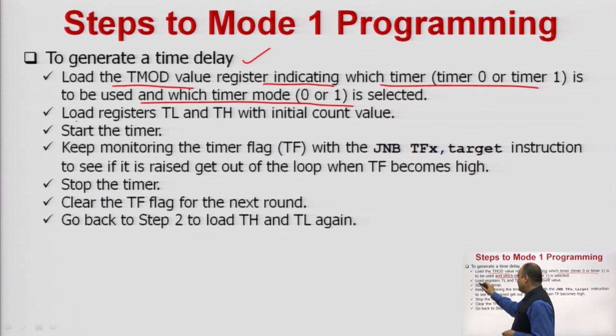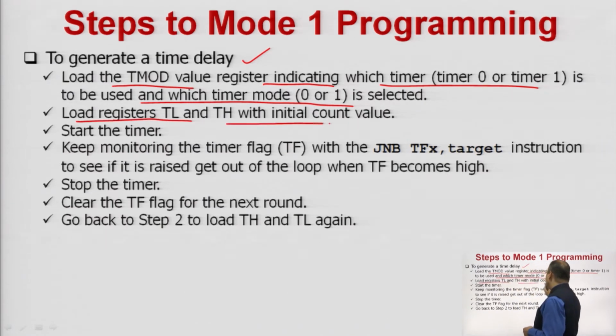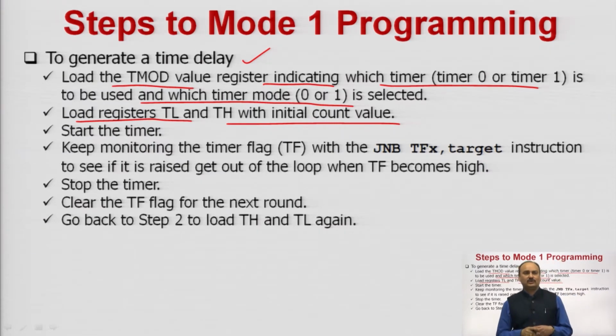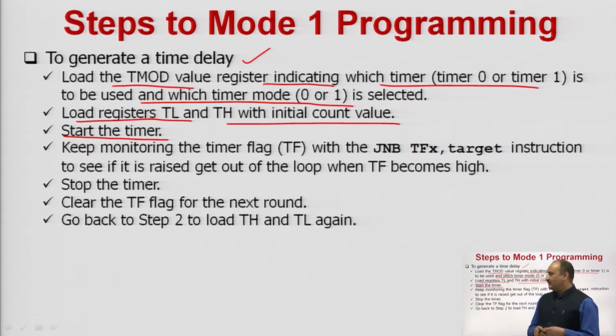Then the second point is to load registers TL and TH with the initial count value. So once the timer is selected and the mode of operation is selected, the second step is that we need to load the TH and TL registers with the count value. Once the value is loaded, the next point is to start the timer with the help of the instruction SETB TR0 or TR1, depending upon which timer we are using for that particular operation.